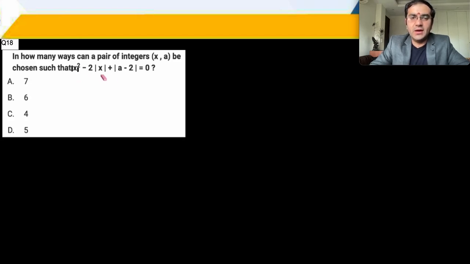So that I now have a quadratic equation in terms of mod x rather than in terms of x. Okay, and when I want solution values for x and a, obviously your discriminant has to be greater than or equal to 0. So let's quickly calculate the discriminant, which has to be greater than or equal to 0. It will be b square minus 4 into a into c, that's 4 times mod a minus 2.